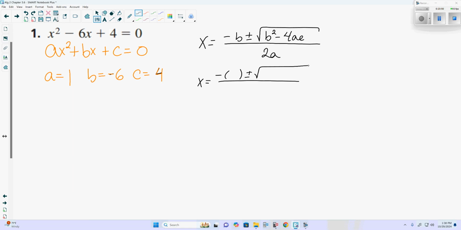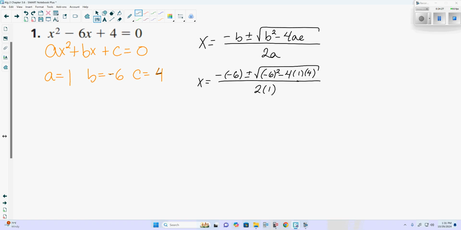x is equal to negative b plus or minus the square root of b squared minus 4ac, all over 2a. So if we plug in our value of b, well, b is -6, plus or minus the square root of -6 squared minus 4 times a times c, which is also 4, all over 2 times a. Questions on how we plugged in a, b, c?